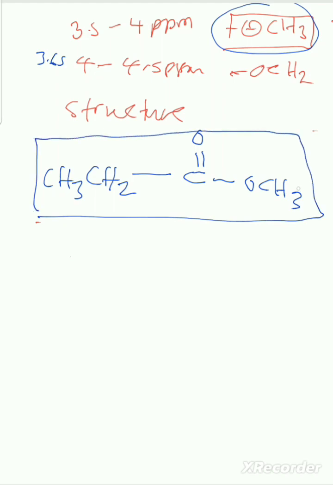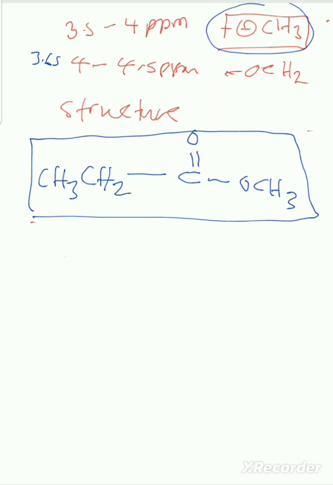So the singlet is connected to the one that doesn't have hydrogen. This one was a triplet, connected to this. Then this one was a quartet, connecting to this. And this is the functional group. So this is how you answer questions when it comes in that way.